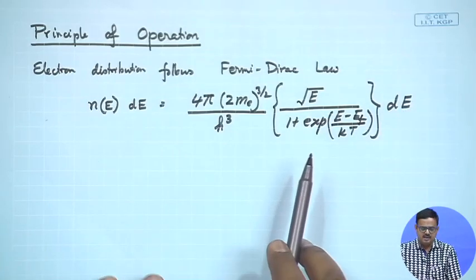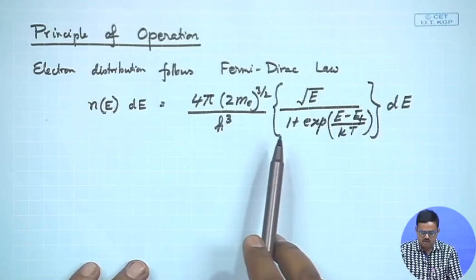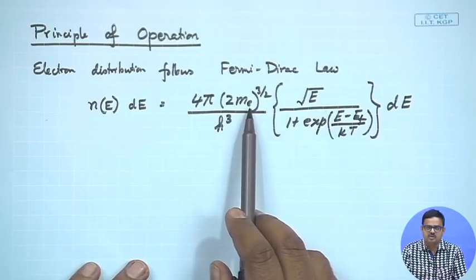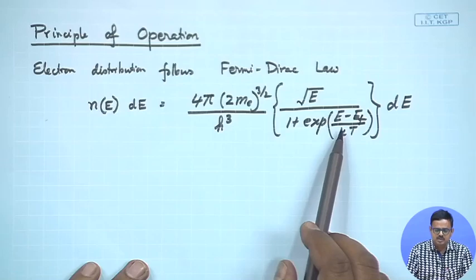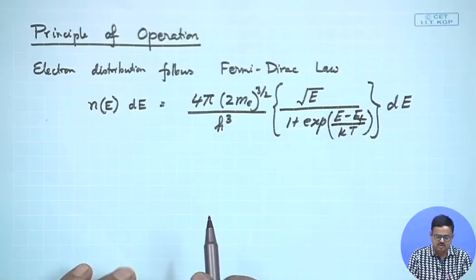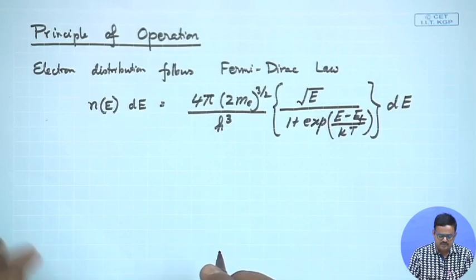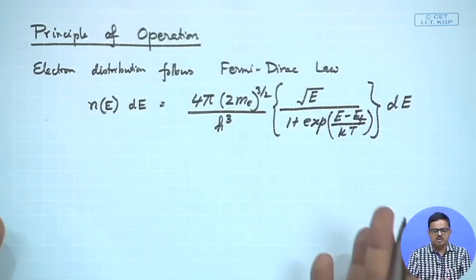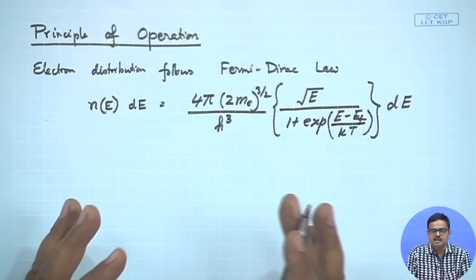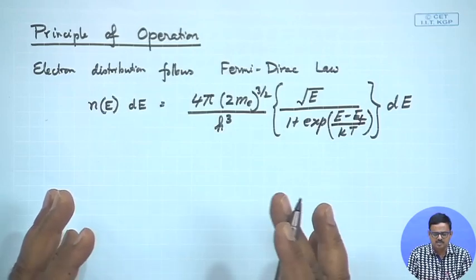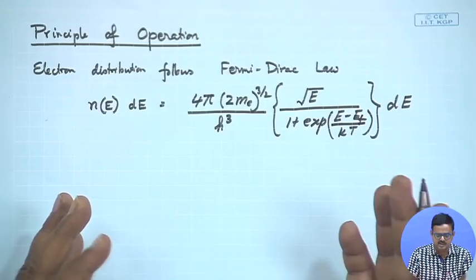So, this is the Fermi-Dirac law, where m e is the mass of an electron, k is the Boltzmann constant, h is Planck's constant. From here you can also find out the probability that an energy state is occupied by an electron, but that is more involved physics, let us not get into that.